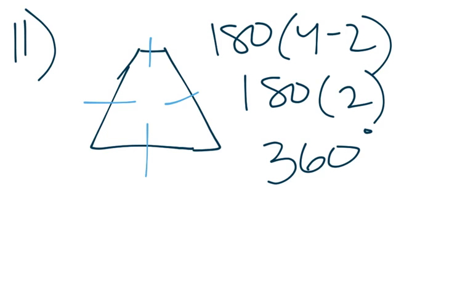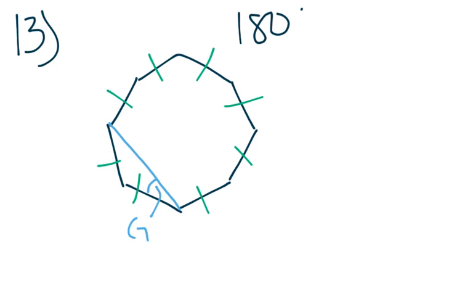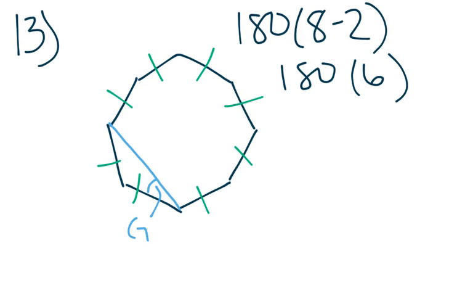Number 13 is a little different in that we are not looking for the sum of the interior angles, but we are looking for this angle right here, named G. The first step is to find the sum of the interior angles so we can find out what each angle equals. So let's count the sides. We have 1, 2, 3, 4, 5, 6, 7, 8. So we have an octagon here. So we have 180 times 8 minus 2, which is 180 times 6, and 180 times 6 is 1080. So this is the sum of the angles, all the angles added up together.